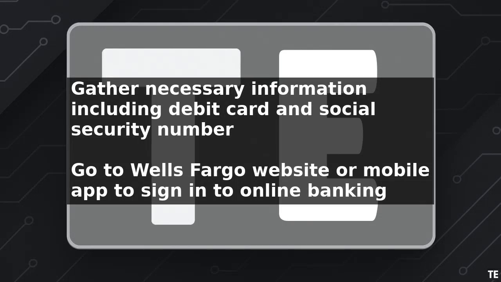To enroll in Zelle with Wells Fargo, start by gathering the necessary information, including your Wells Fargo debit card or account number, your social security number, and a valid email address or mobile phone number. First, go to the Wells Fargo website or mobile app and sign into your online banking account. If you do not have an online banking account, you will need to create one before proceeding.